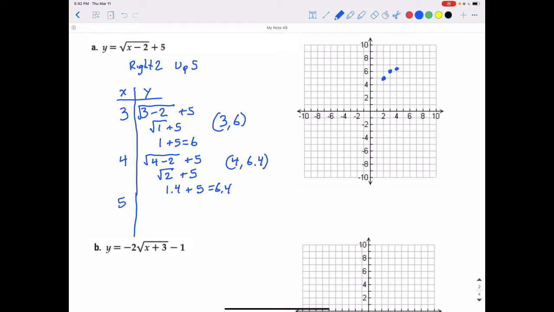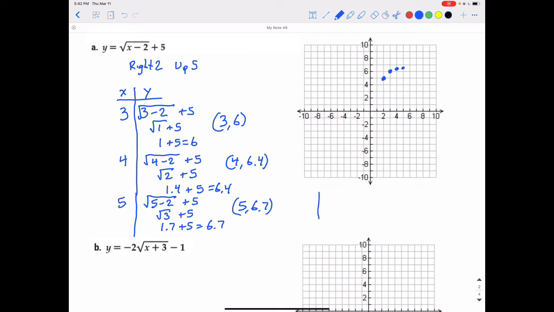So if I plug 5 in for x, I'm going to do this one a little bit quicker. That would be the square root of 5 minus 2 plus 5. So what's 5 minus 2? So that's the square root of 3. Square root of 3, when you figure it out on a calculator, is about 1.7, and 1.7 plus 5 equals 6.7. So the point 5, 6.7 would work. So over 5 up 6.7, so it's about right here. And then one more, so I'm going to go over here between the graphs.